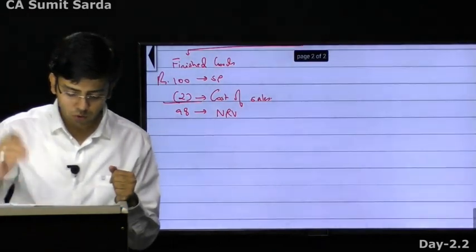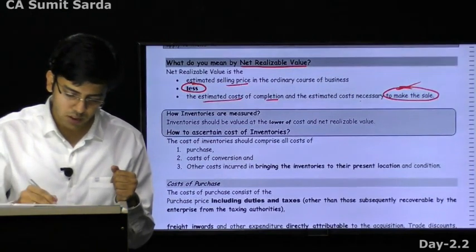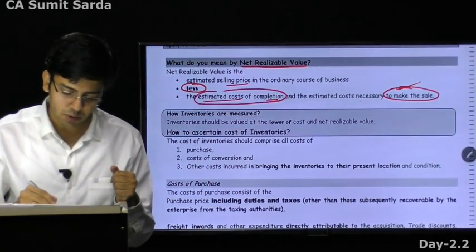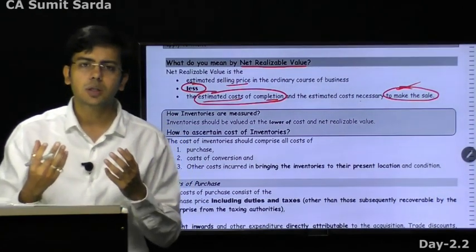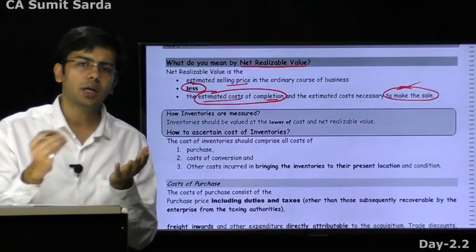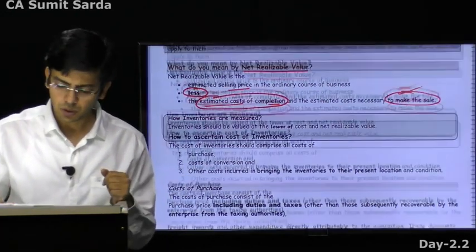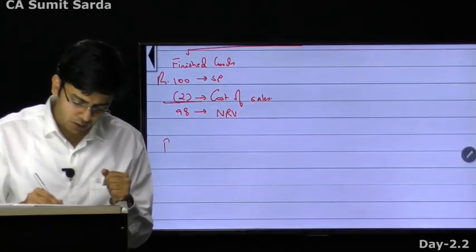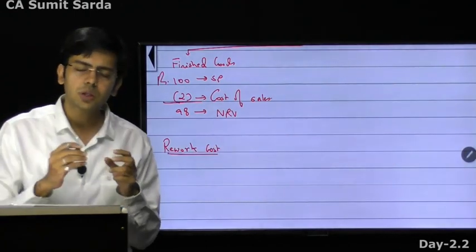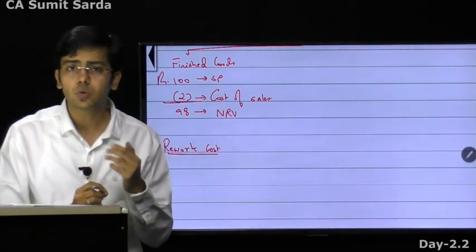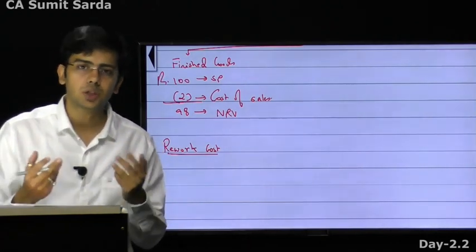Okay, sir, what do you mean by the estimated cost of completion? Generally, any cost that is related to completing the product is something that we always include inside our cost of inventory. So what cost are you talking about over here? Okay. Tell me, my friend, we had discussed rework cost. Is rework cost included in the cost of the inventory? As we discussed, rework cost is not included because it is abnormal in nature.